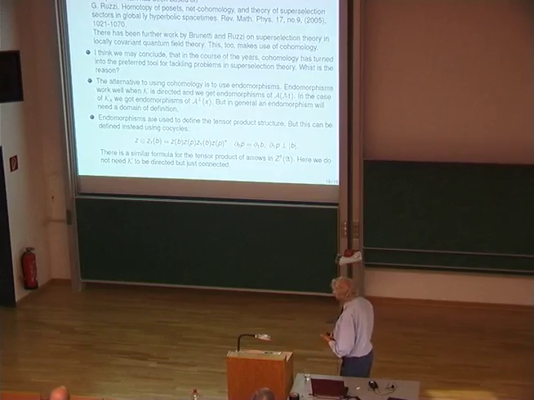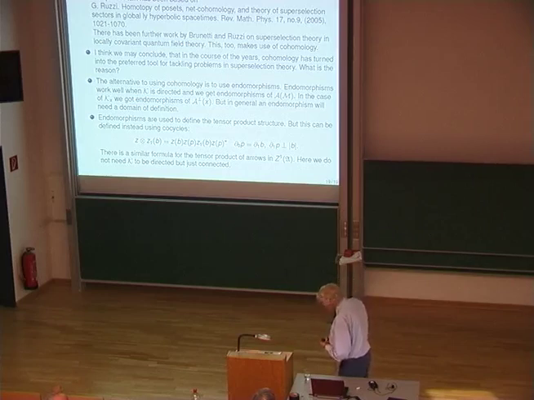Now, the last part of this talk has been based on a paper of Ruzzi, the homotopy of posets, net cohomology in the theory of superselection sectors in globally hyperbolic space-times. He completed the work that was started in this other paper that I mentioned. I think I probably missed one slide somewhere, but I don't know where it is. And there has been further work by Brunetti and Ruzzi on superselection theory in the context of locally covariant field theory. And this too makes use of cohomology.